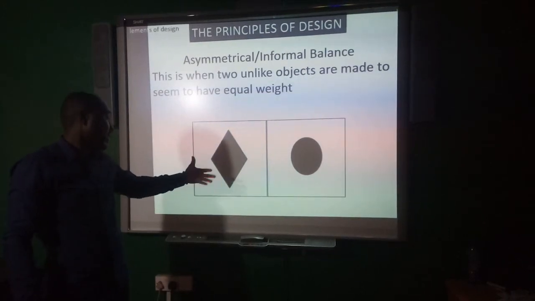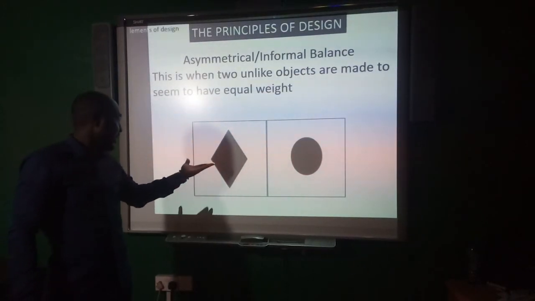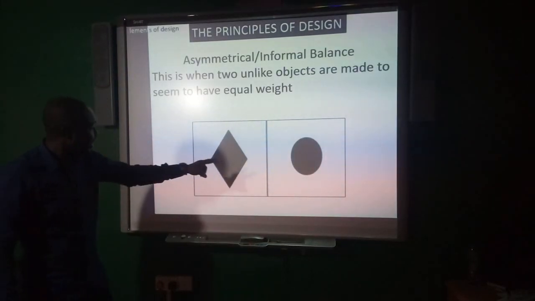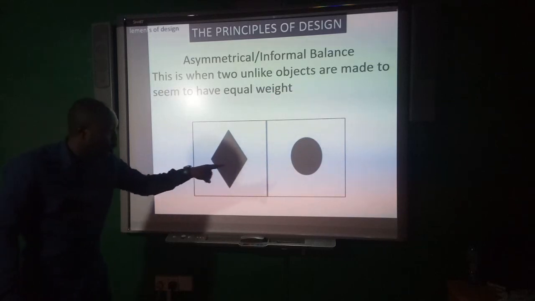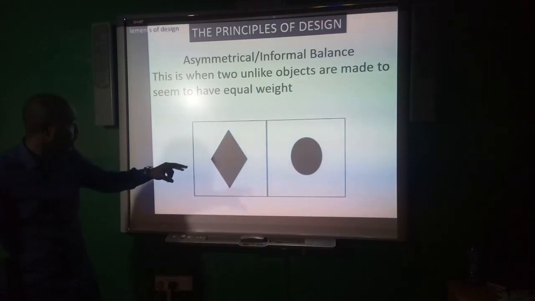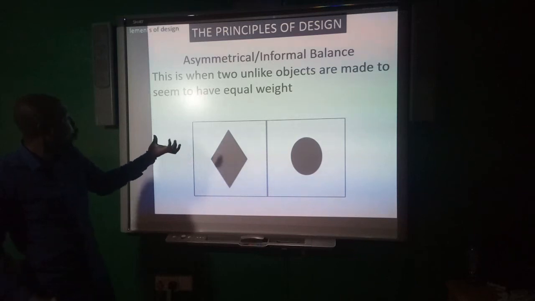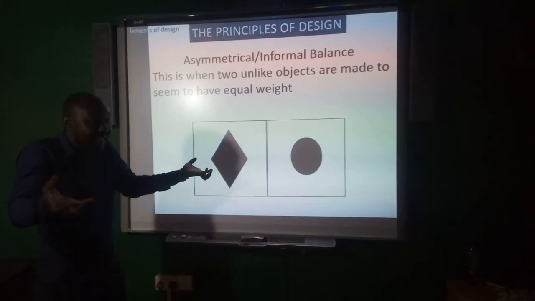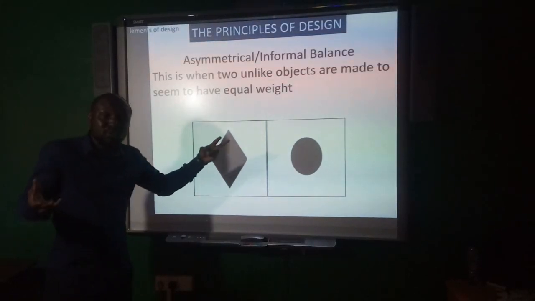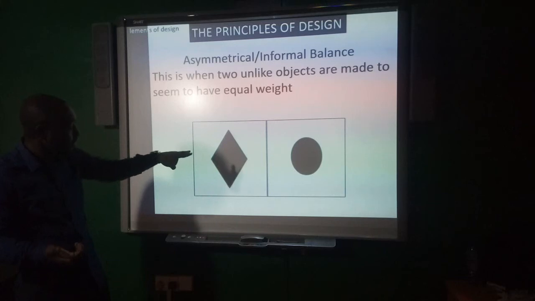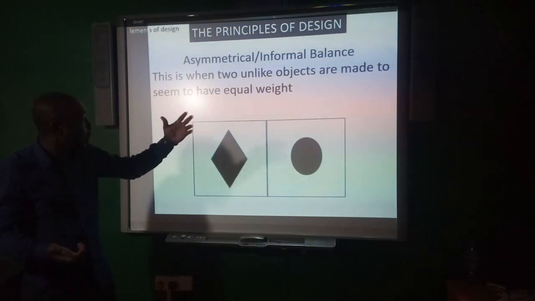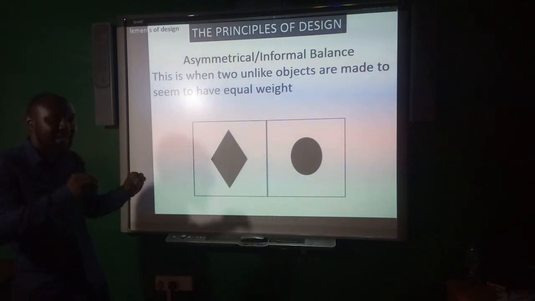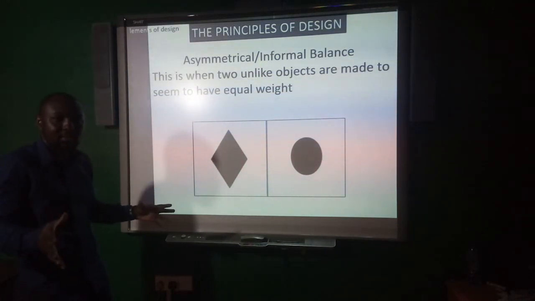When you look at this shape, it's a shape of a kite, and this one is a circle. They are two different shapes, not the same thing, but their weight, when you look at it, seems to be the same. So that is what we call informal balance. They are two different objects, but their weight seems to be the same.